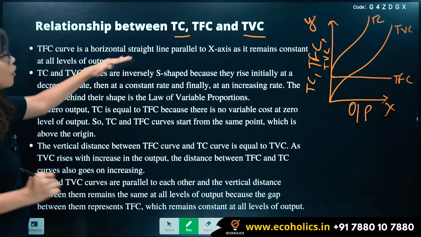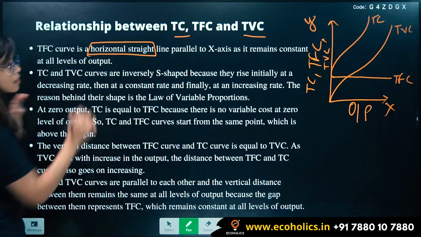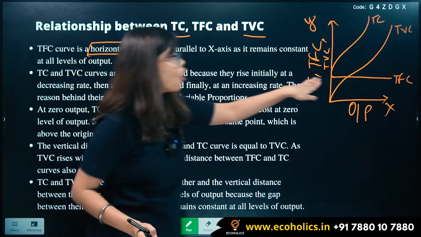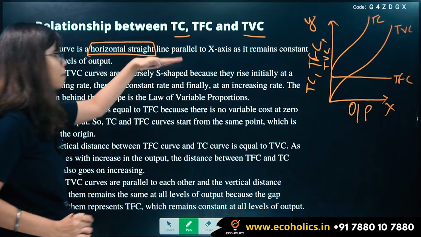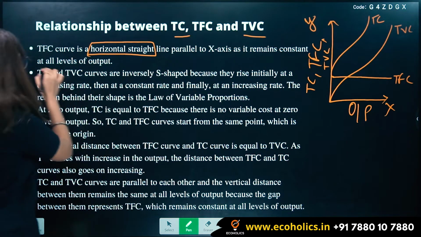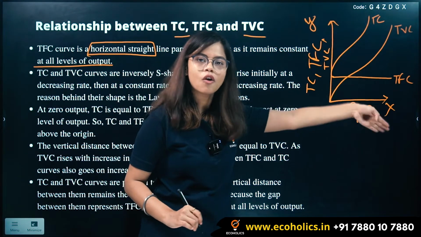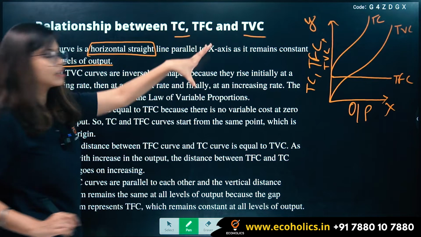TFC curve is a horizontal straight line. Yes, TFC curve is indeed a horizontal straight line parallel to the x-axis as it remains constant at all levels of output. It remains constant at all levels of output. So that's what it means.